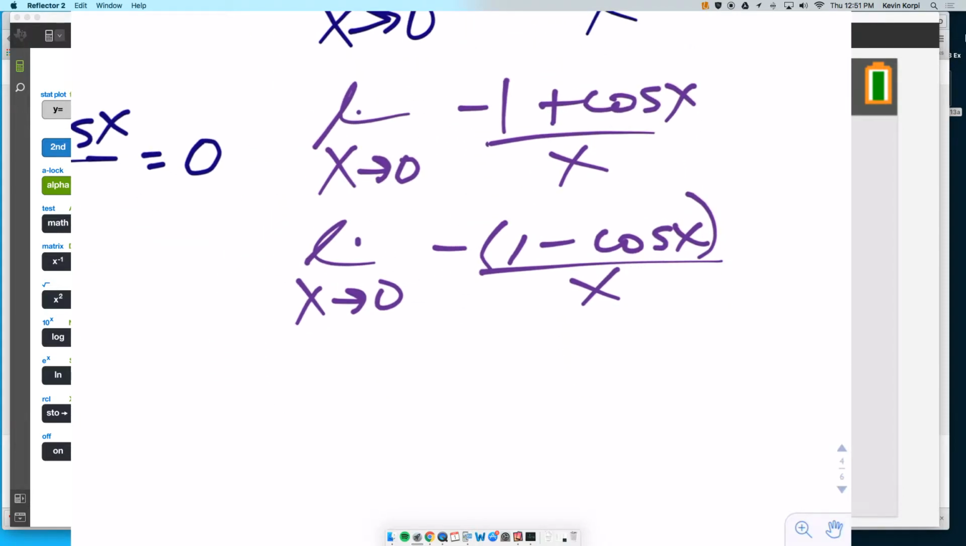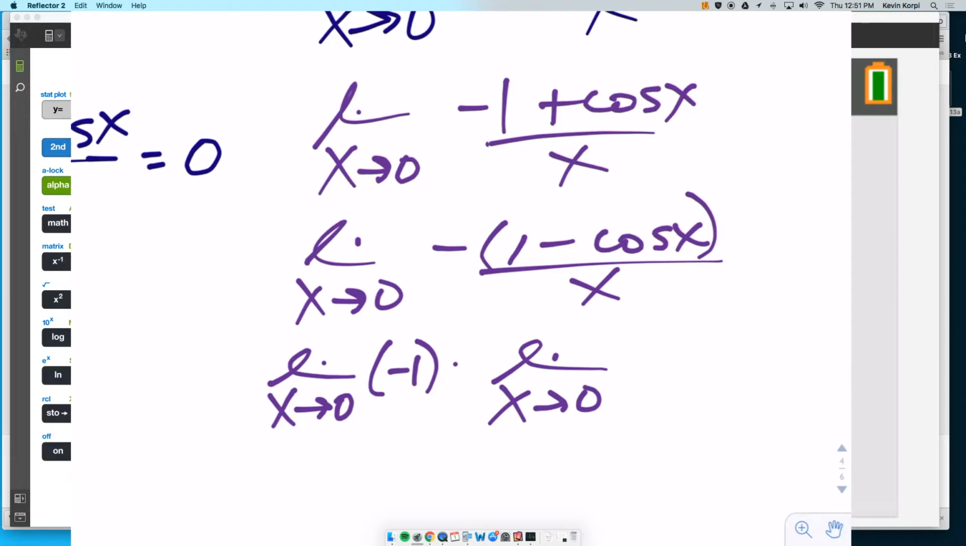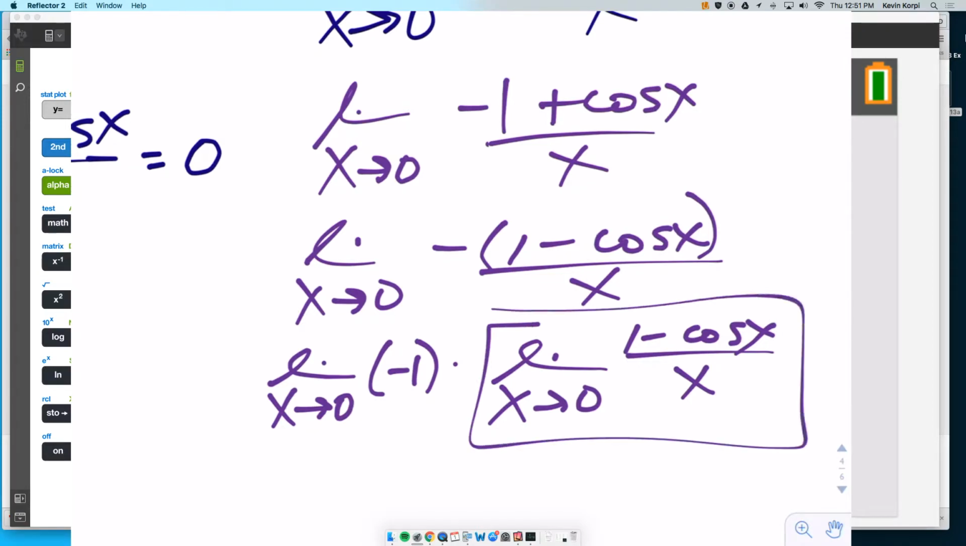And of course, we've got properties of limits now that tell us we can split that up. The limit as x goes to 0 of negative 1 times the limit as x goes to 0 of 1 minus cosine x over x, right? That's that property. The limit of the product is the product of the limits. So what's this second one now? It looks familiar. It's 0. And what is the limit of any constant?